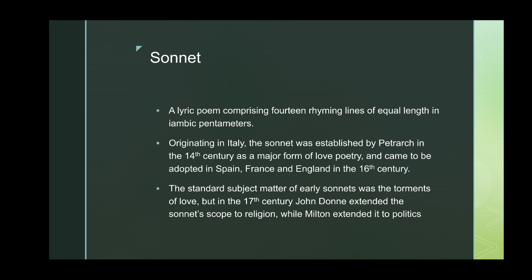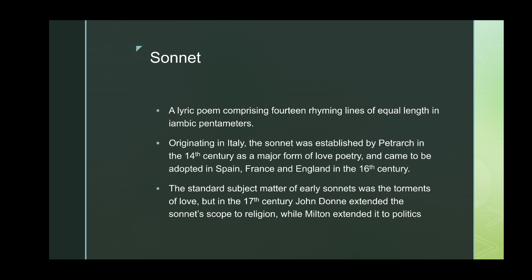So sonnet is a lyric poem comprising 14 rhyming lines of equal length in iambic pentameters. We have discussed sonnet earlier also. In your course, there are 3 sonnets. We have discussed On His Blindness by John Milton, which is a Petrarchan sonnet. We have also studied Spenser's One Day I Wrote Her Name and William Wordsworth's The World Is Too Much With Us. Ye 3 sonnets hum already padh chuke hain aur isse aap logon ko idea already ho chuka hoga ki what is a sonnet.